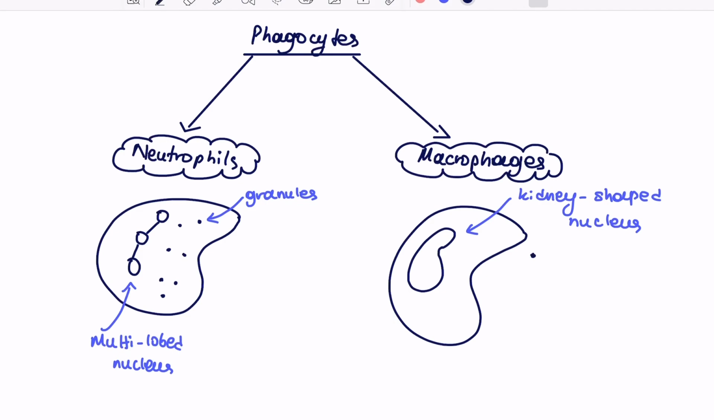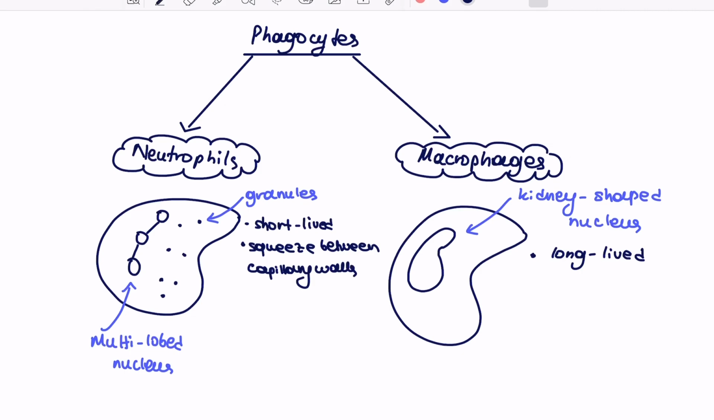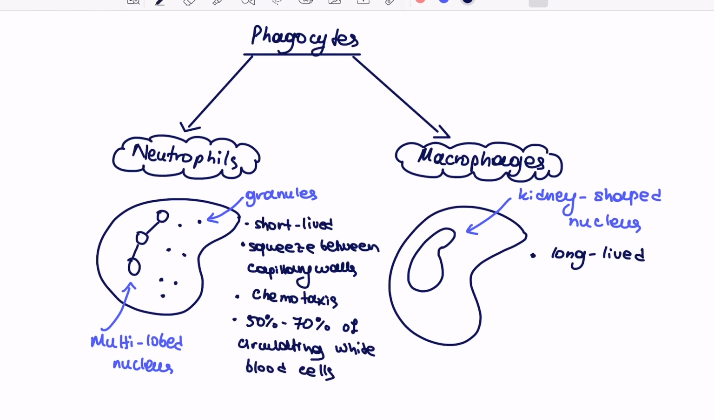Neutrophils and macrophages also have different features. For example, macrophages are long-lived cells, however, neutrophils are short-lived cells. And neutrophils have this ability to squeeze between the capillary walls so they can circulate and reach the organs. And they do that by the process of chemotaxis. So chemotaxis is when the neutrophils get attracted to a site where the pathogens are by the chemicals released by pathogens.